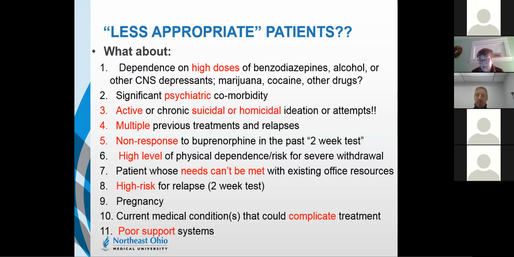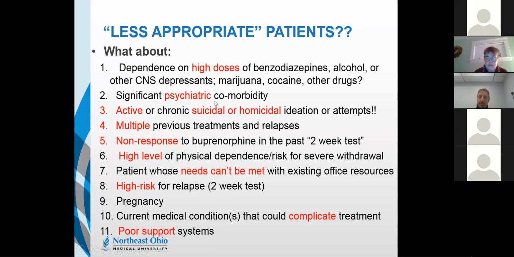People with high levels of physical dependence that are at risk for withdrawal during their induction. People whose needs can't be met with our existing office resources and who are going to need links, and people, again, who are at high risk for relapse. We might think our office is able to accommodate pregnant patients, and we all should be able to do that. And then to consider medical conditions that might complicate people's treatment.